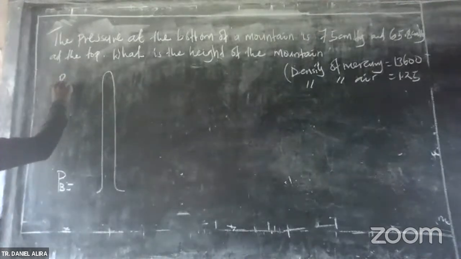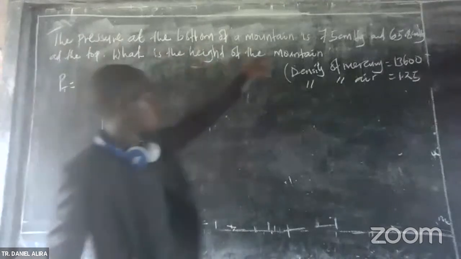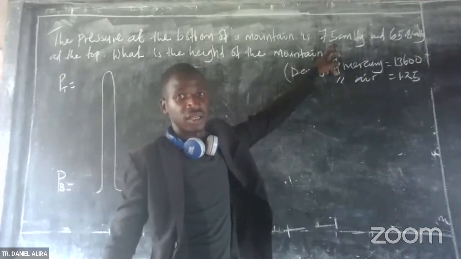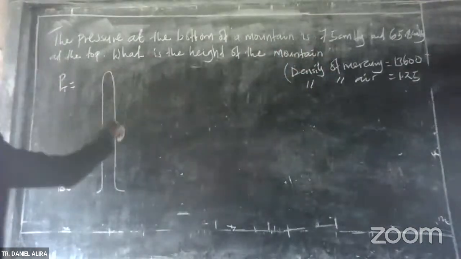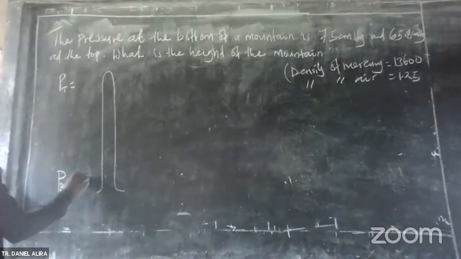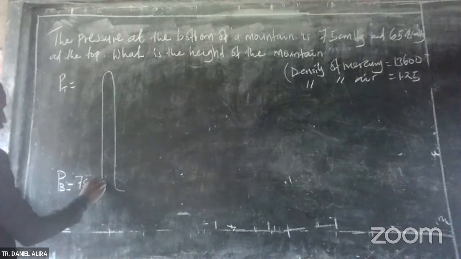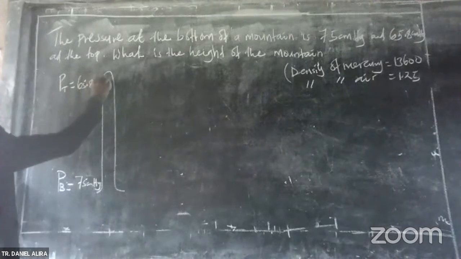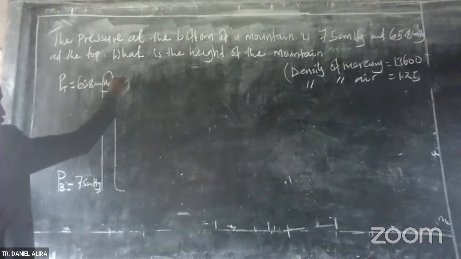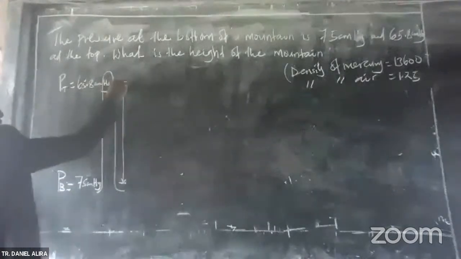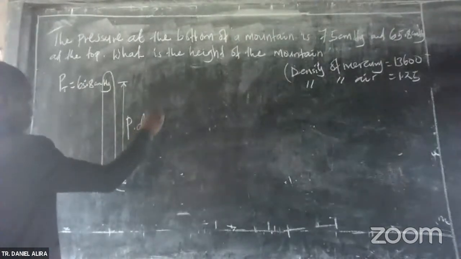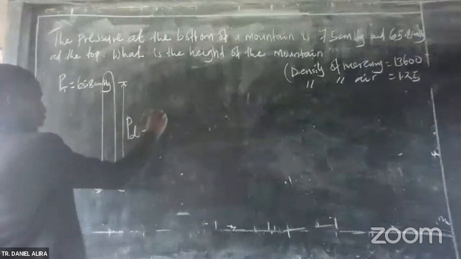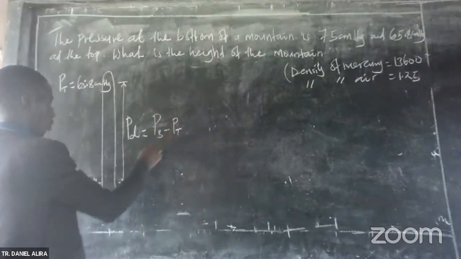And the pressure at the top. We give the top of the mountain. Do you all see there? And the pressure at the other one, 75 centimeters. So we get the pressure difference. The pressure difference is the pressure at the bottom minus the pressure at the top.